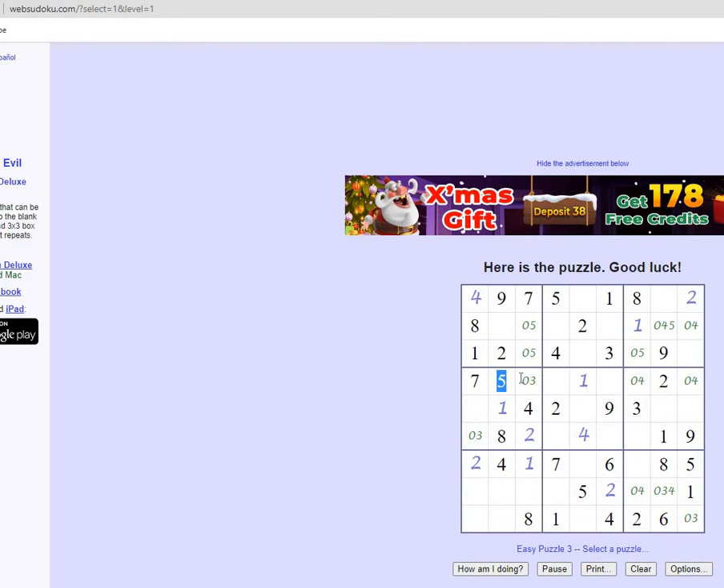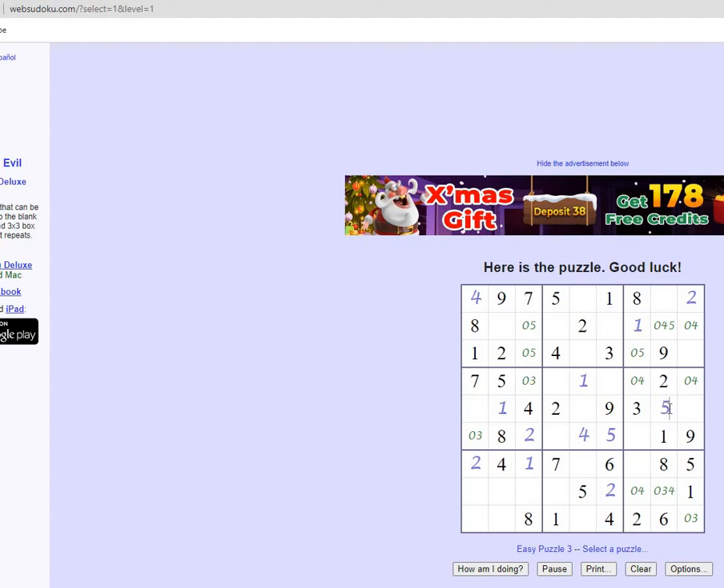So let's see, there's 5 at the top and at the left and at the middle. So the only possible location for 5 will be here. So let's put it as 5. In this box, there's already a 5 at the top and at the bottom. There's also 5 here at the right side. So the only possible location for 5 would be here. So we put it there.